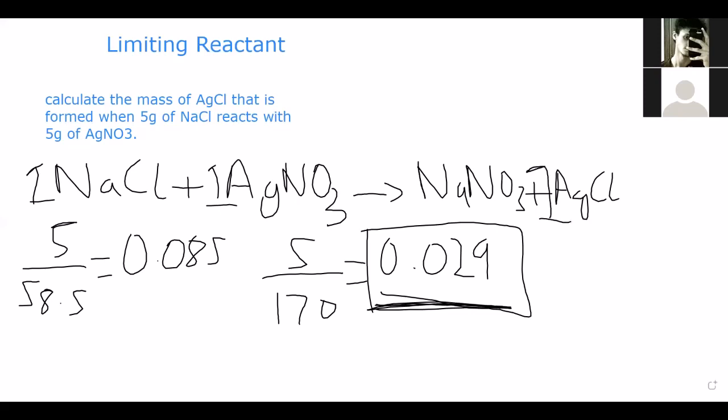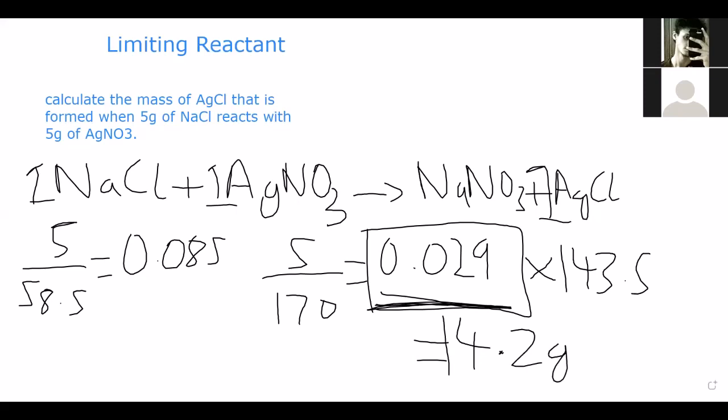So now to find the mass of AgCl, we'll multiply 0.029 by the MR of AgCl to find its mass. The MR of AgCl will be 108 plus 35.5, 143.5. So the mass of AgCl will be 4.16 or 4.2 gram. Now we take another question with a 1:1 ratio.